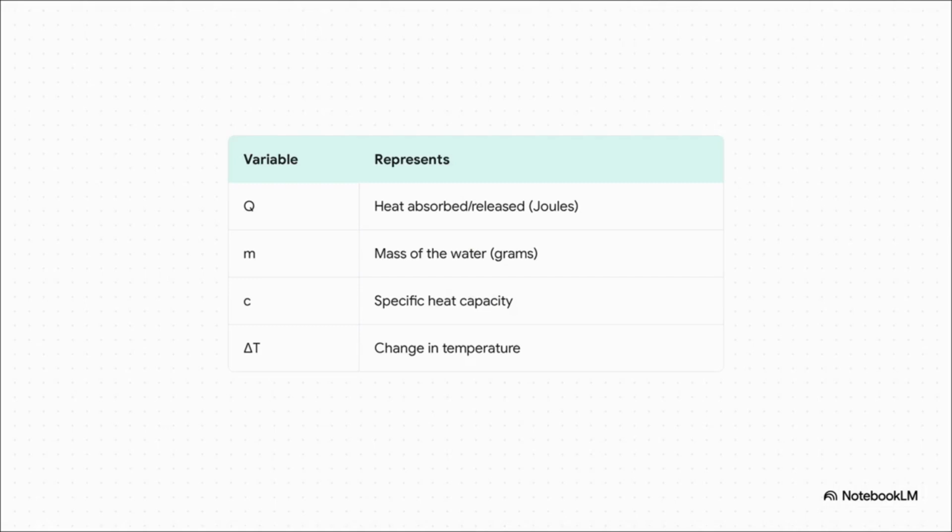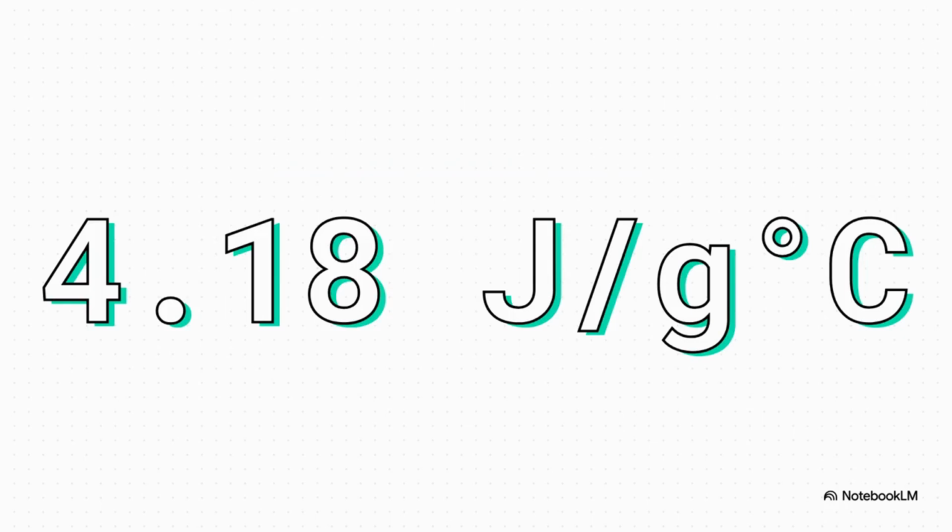So let's really break this down piece by piece. Q is the heat energy we're looking for, measured in joules. m is the mass of the water we heated up, in grams. Delta T, that little triangle just means change in, is just the final temperature minus the initial temperature. And c, well, c is the special number that ties it all together. Now that letter c is really important. It's called the specific heat capacity. For water, it's a specific number, 4.18.